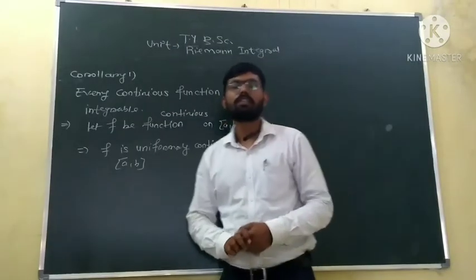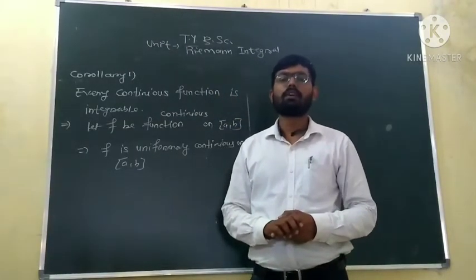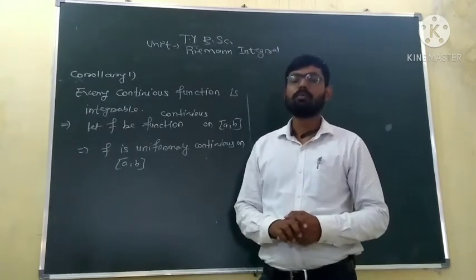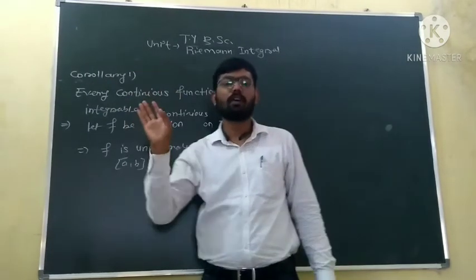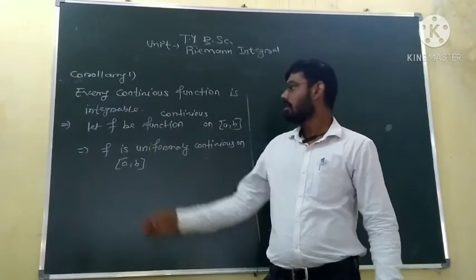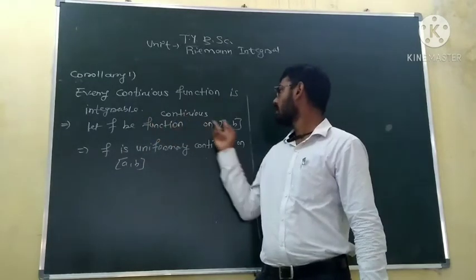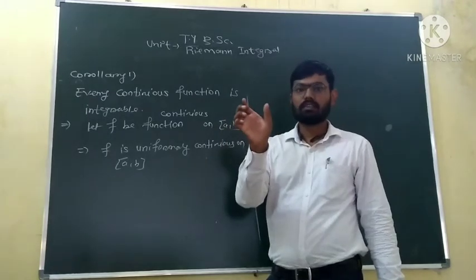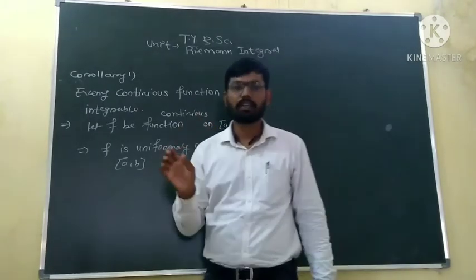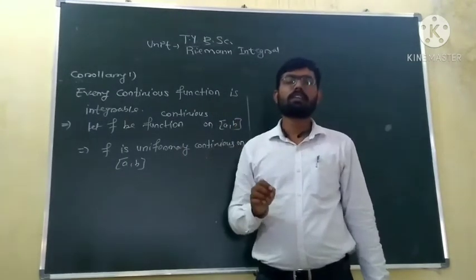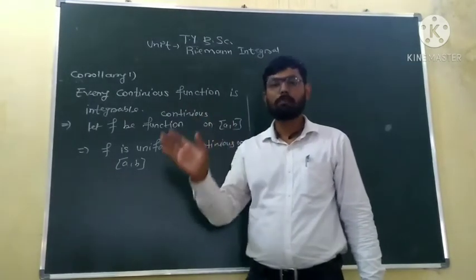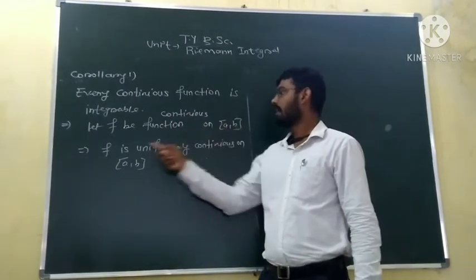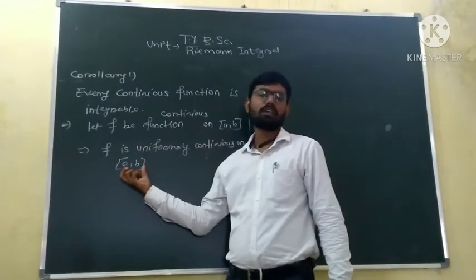This is the statement of the second form of the integrability condition. Now we will see some corollaries based on these two integrability conditions. Corollary one: every continuous function is Riemann integrable. So let f be a function which is continuous on the closed bounded interval [a, b]. Since this set is closed and bounded, it is compact, and we know a property from linear analysis that if a function is continuous on a compact set, then it is uniformly continuous. So f is uniformly continuous on [a, b].